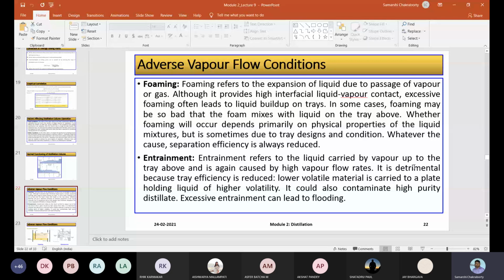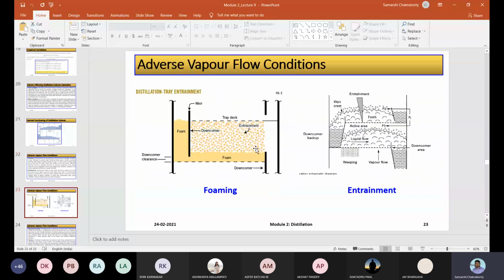More volatile material is carried to a plate holding less volatile liquid, because at the bottom tray obviously you are going to have less volatile liquid, and the lower tray density is going to be a little bit higher compared to the higher tray density. So the lower tray will have lower volatile components, and the upper tray is going to have higher volatile components. So lower volatile material gets carried over to a plate holding higher volatile material. It could also contaminate the purity of the distillate. Excessive entrainment can lead to flooding. Now what is flooding?